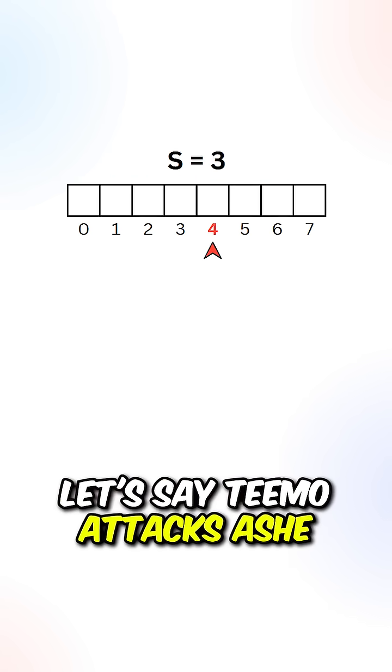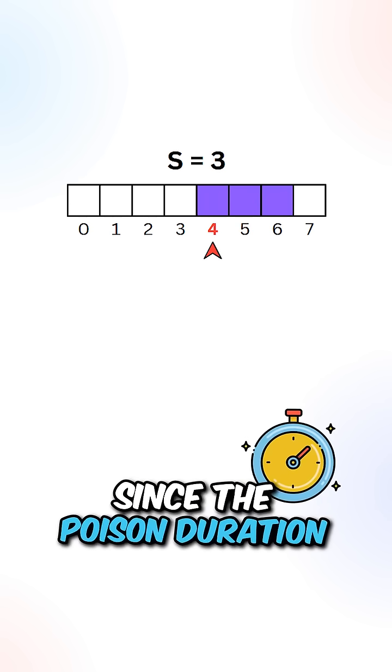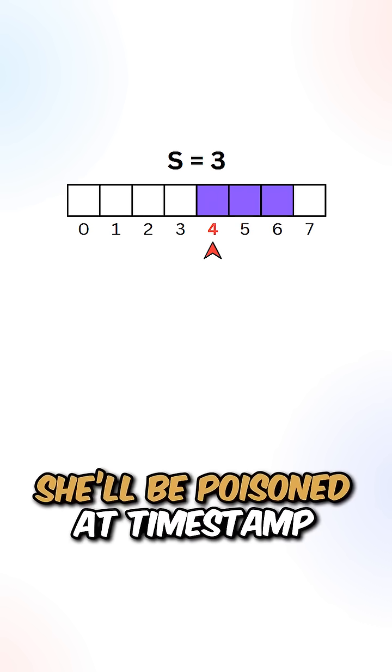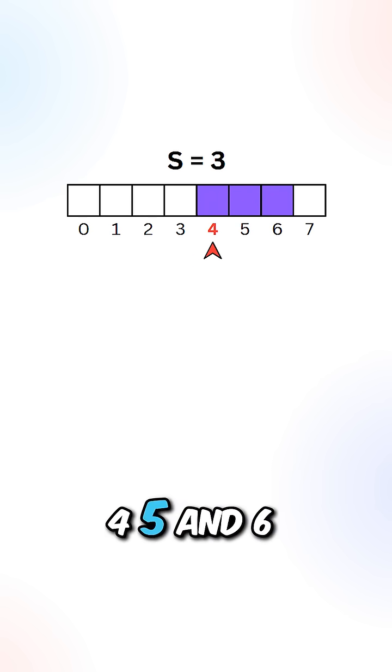Let's say Teemo attacks Ash at timestamp 4. Since the poison duration is 3 seconds, she will be poisoned at timestamps 4, 5, and 6.